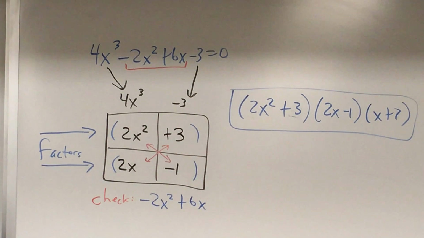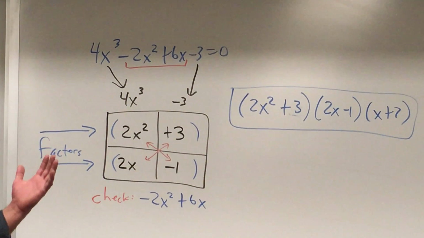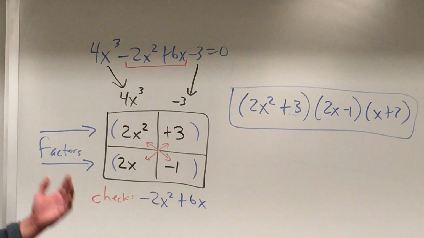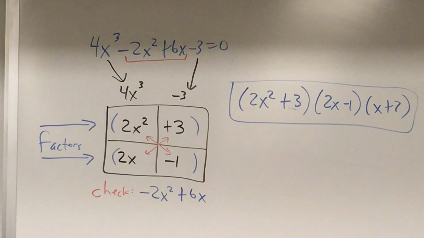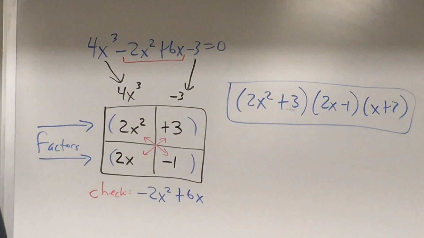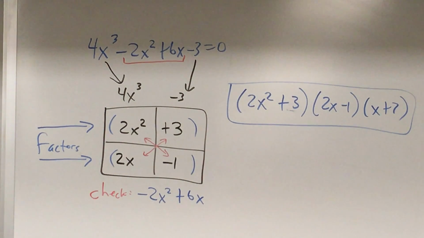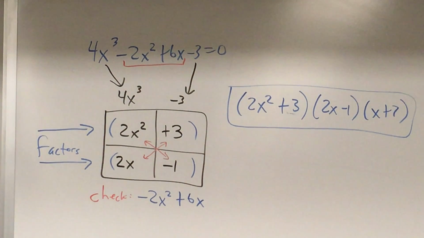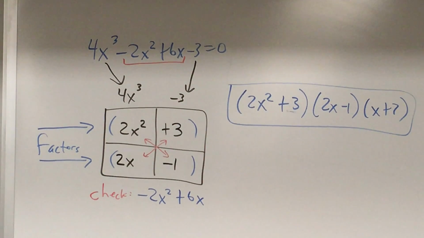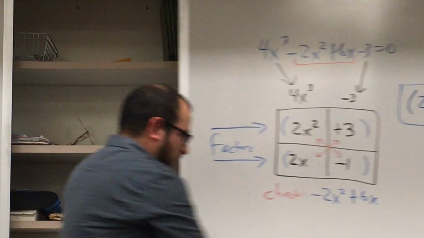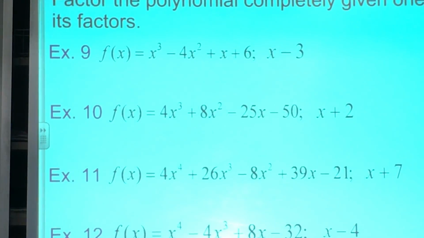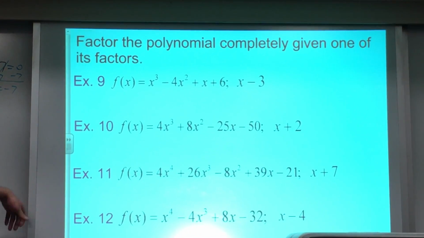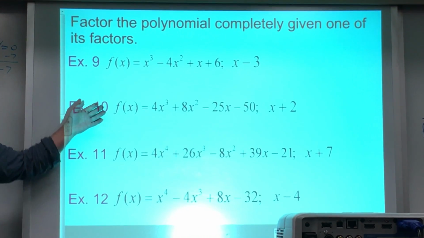All right, so that's how we find the factors of a polynomial of degree 4 or a polynomial of degree 3. Again, like I said before, we don't really go into polynomial of degree 5, only for your homework, but I think I didn't assign it. Okay. All right. So again, I did example 9 and 11. Go ahead and do 10 and 12.